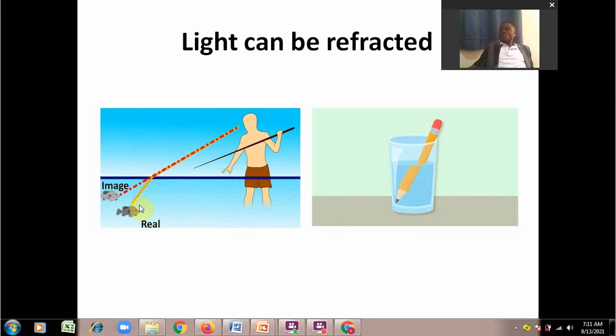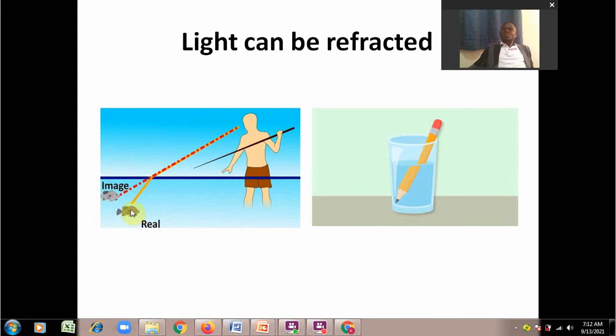So when you ask the question, what is refraction? Refraction is the bending of light rays. So you can observe what happens here. This is a fisherman trying to see where the fish is. But look, the real fish is here. Altogether. But because of refraction of light, the image of the fish is seen to be this side. This is because of refraction. So if you are a person who is fishing and using this local method of using maybe a spear to fish, you will not get this fish.